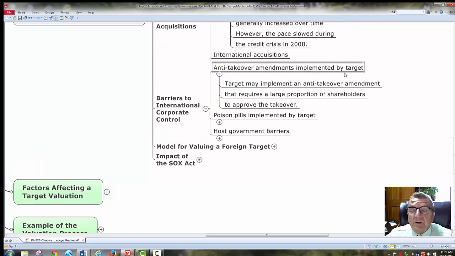Anti-takeover amendments implemented by the target. Someone doesn't want me to take it over. I want to have acquisition, so the target may implement an anti-takeover amendment that requires a large portion of shareholders to approve the takeover. It's not like a poison pill, but a policy. I have to get a majority. Then you have to look at it. Some companies, depending on the stockholder, who are my investors? Who are my shareholders? If they're institutional, it's a little different. I kind of have an idea which way they're looking. If they are individual activists that own a lot of shares, that could be a game changer.